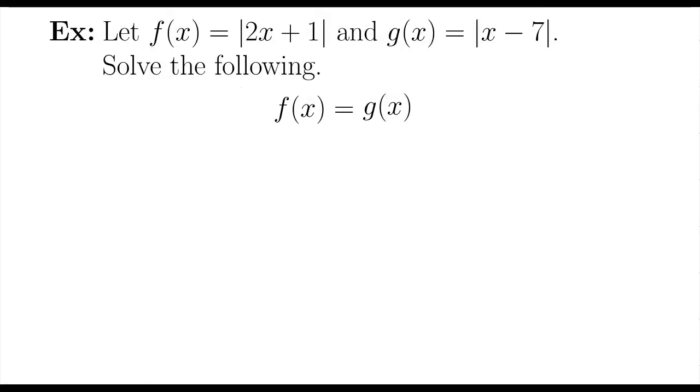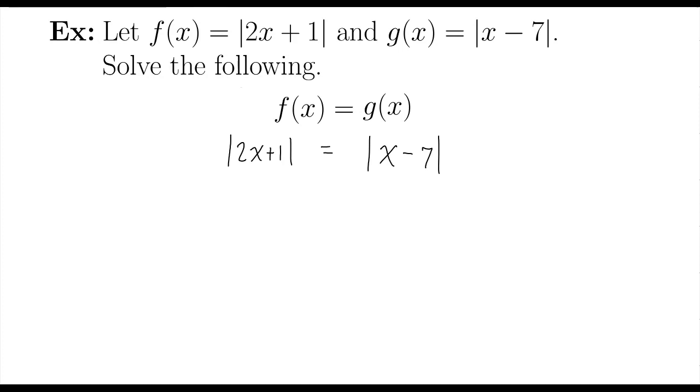Let's solve the equation that results from setting the function f of x equal to g of x. Okay, so that's going to be the absolute value of 2x plus 1 is equal to the absolute value of x minus 7. Okay, so I'm setting an absolute value, which usually results in two equations, equal to another absolute value, which typically results in two equations. So you're going to see that there's an array of possibilities here.